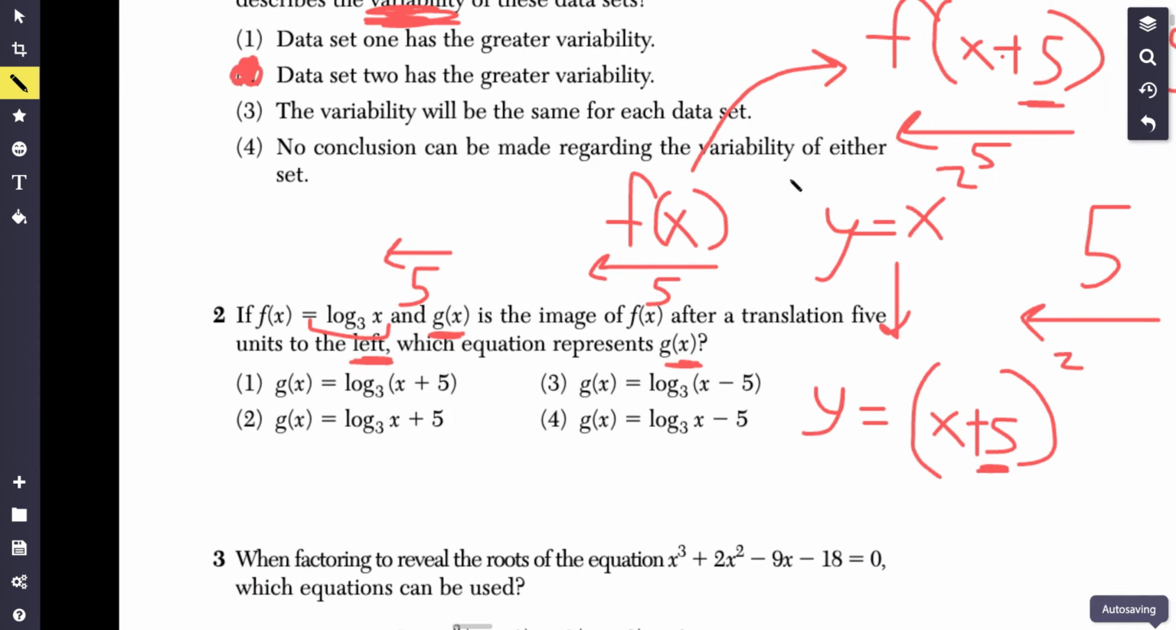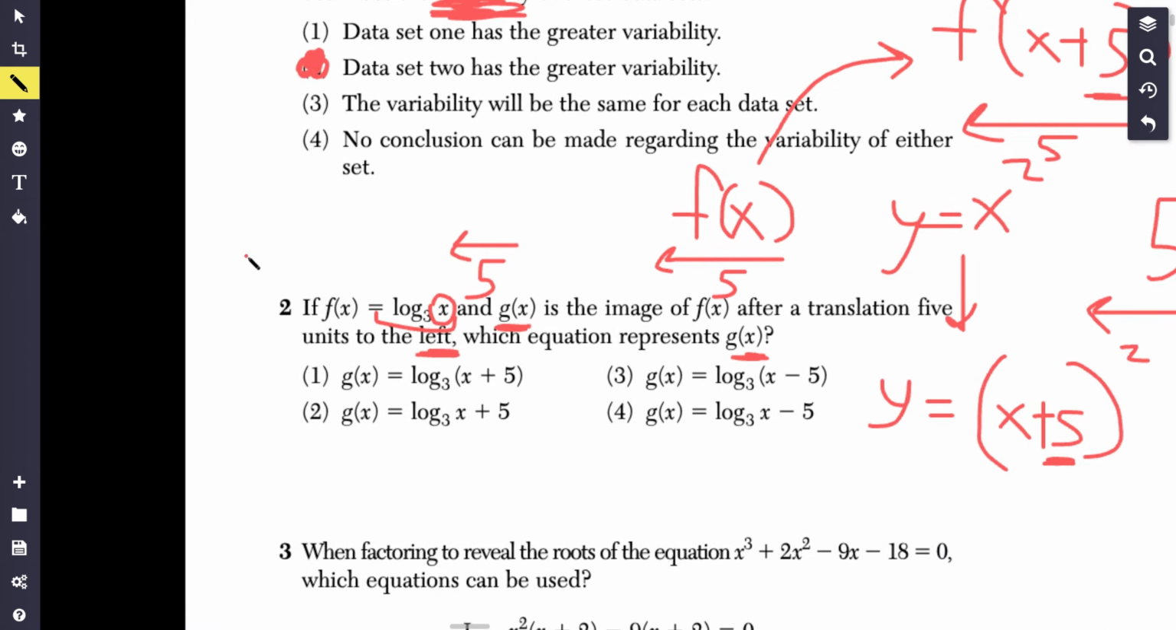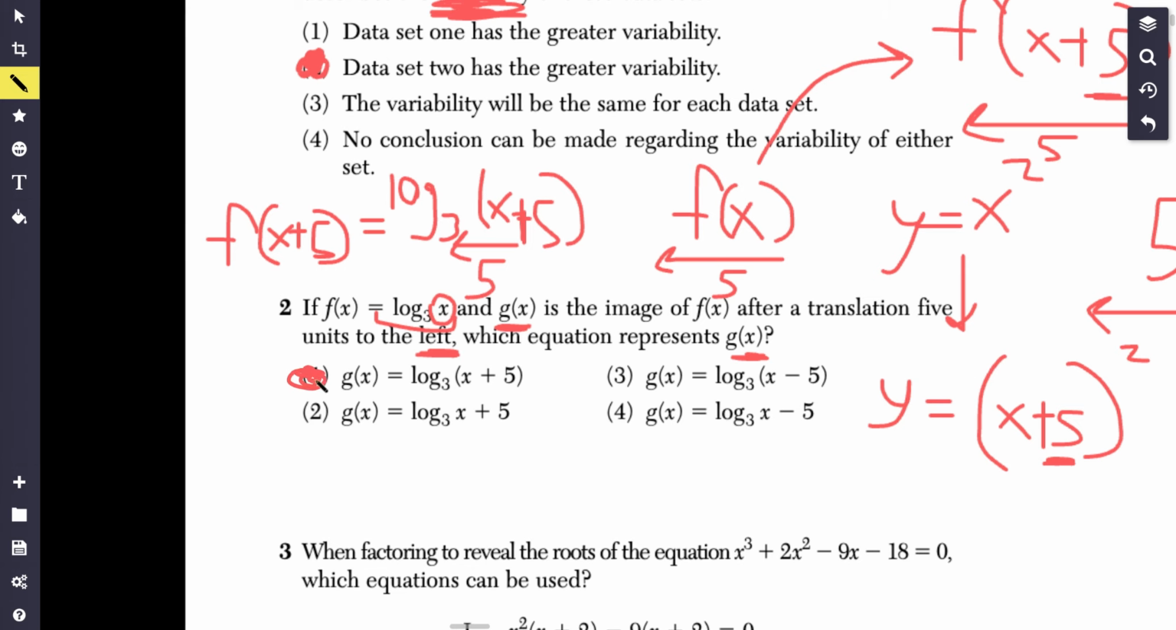f of x plus 5. So in this case, if I know f of x is log base 3 of x, then for f of x plus 5, everywhere we see an x, we replace it with x plus 5. So it's just going to be log base 3 of x plus 5. And there we go.